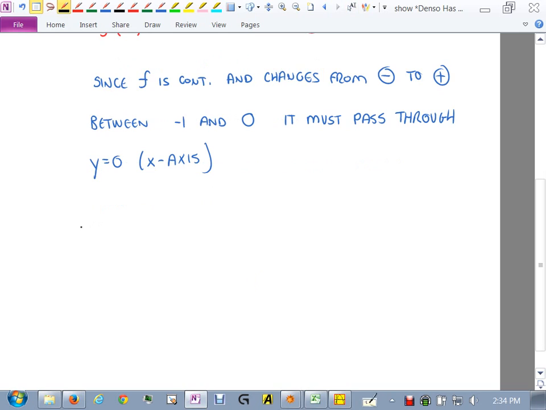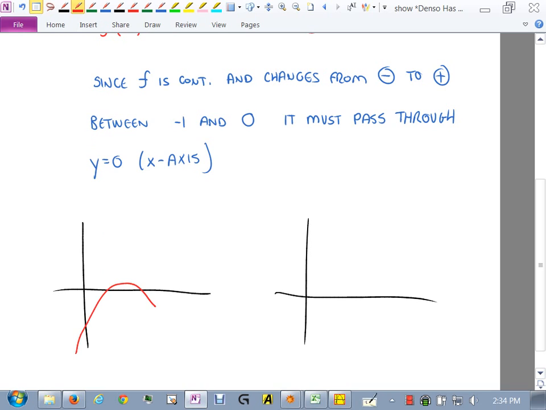So I would like for you to just look at these pictures. I'm going to draw two pictures here. This is an example of a function that passes through the x-axis 1, 2, 3 times. Here's an example of a function that only passes through the x-axis 1 time. Can anybody, just from those pictures, help everyone figure out what I can look at that will determine the scenario to the right versus the scenario to the left?